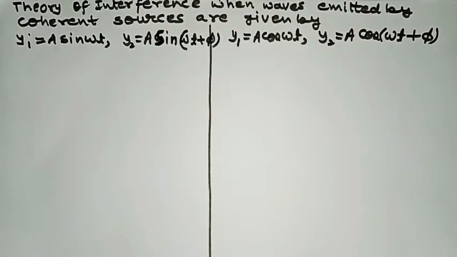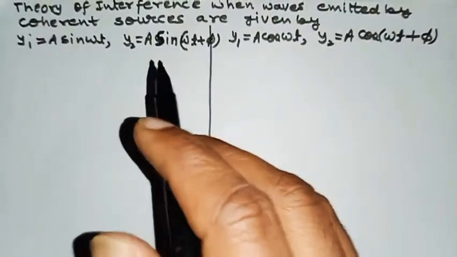Hello, class 12th physics, wave optics, theory of interference. So the question is, theory of interference: when waves emitted by coherent sources are given by y1 equal to a sine omega t, y2 equal to a sine omega t plus phi.